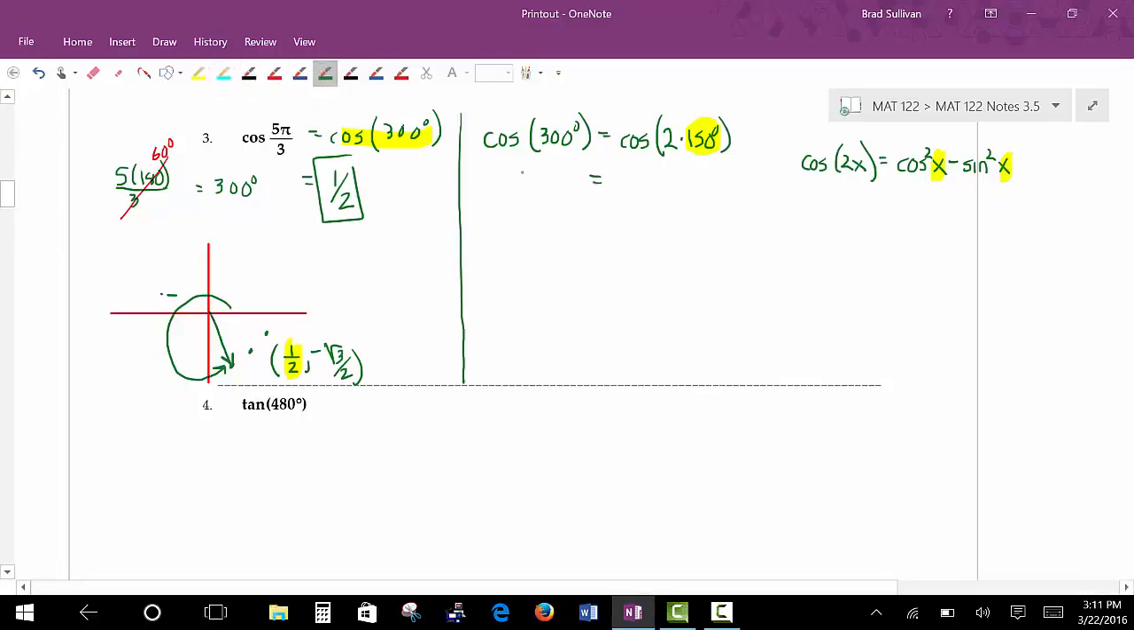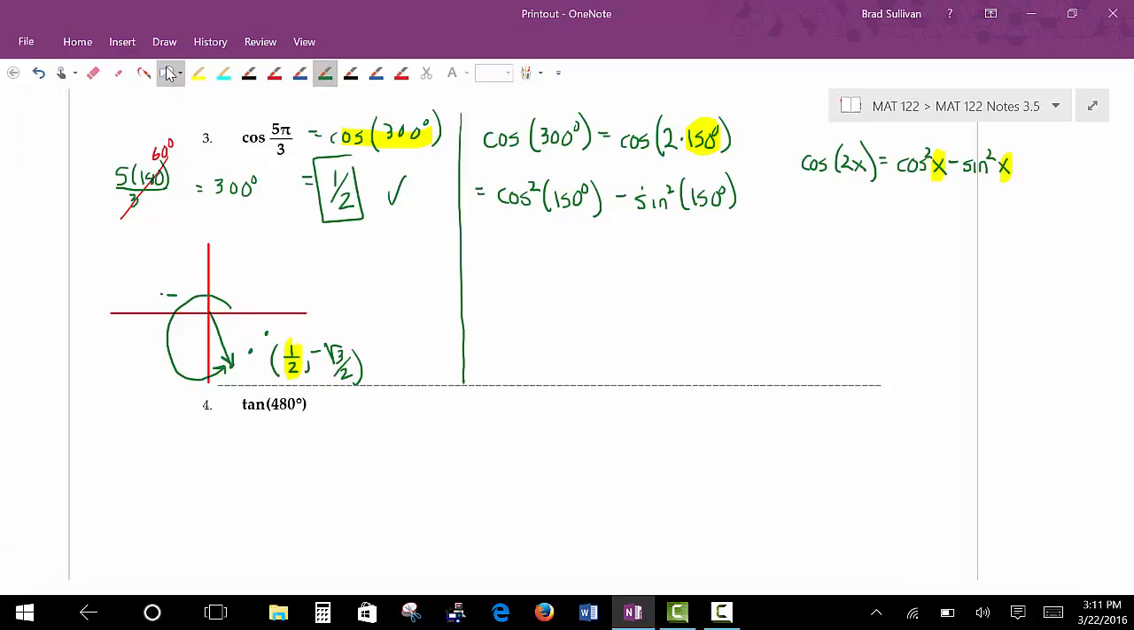So you're going to have the cosine of 2 times 150 degrees is going to be equal to the cosine squared of 150 degrees, which will work out, minus the sine squared of 150 degrees, and we should get the same answer. We should get a half if we work this out.